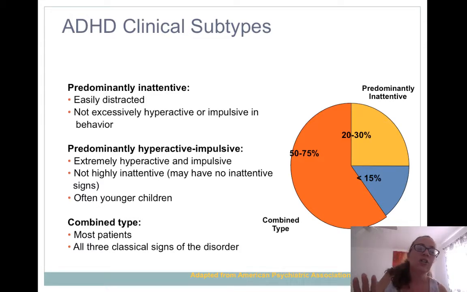So they're able to follow the rules, but they're just not paying attention. That's predominantly inattentive. Then on the other side, they're fine focusing. They're just so energetic. And that's predominantly hyperactive-impulsive. Now, the younger the child, the more likely they are to be this. And then combined, you have all three of these signs. And that's most people, most kids.